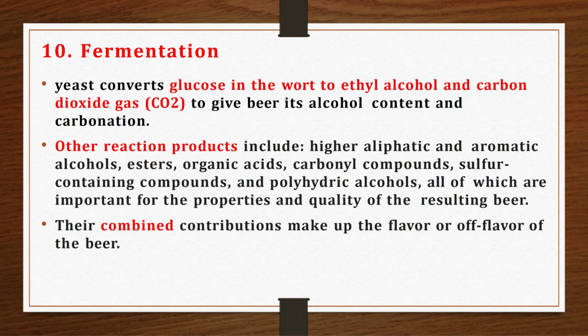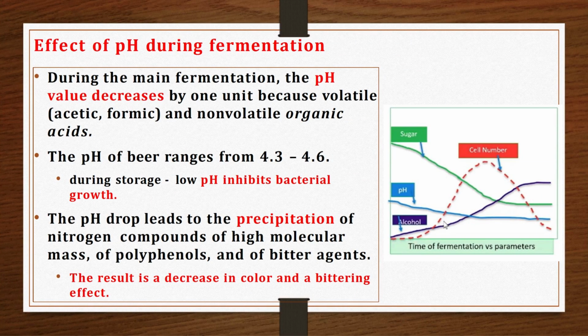And now, the star of the show, 10. Fermentation. This is where the yeast converts glucose in the wort to ethyl alcohol and carbon dioxide gas, giving beer its alcohol content and carbonation. But that's not all. Other reaction products include higher aliphatic and aromatic alcohols, esters, organic acids, carbonyl compounds, sulfur-containing compounds, and polyhydric alcohols. All of these are incredibly important for the properties and quality of the resulting beer. Their combined contributions make up the flavor or, sadly, the off flavor of the beer.